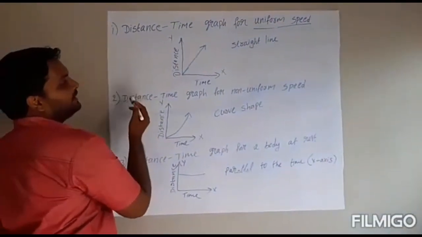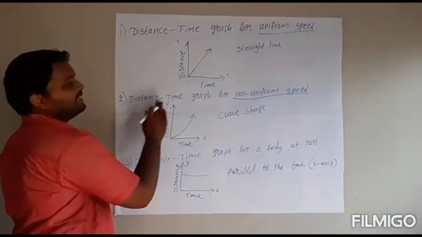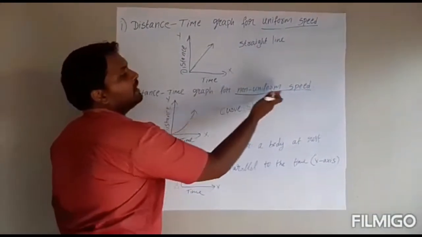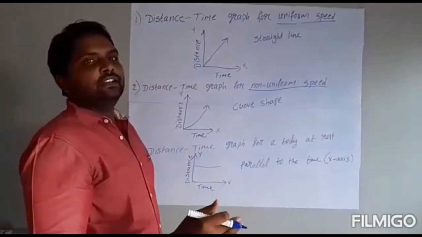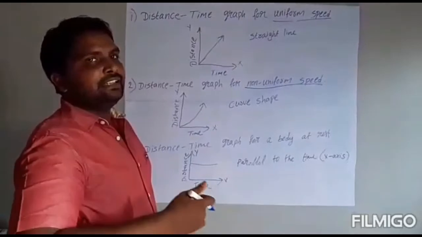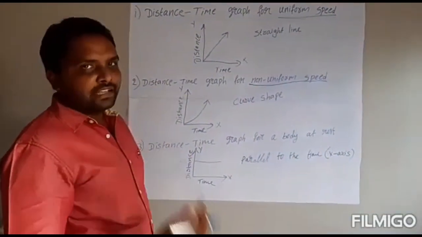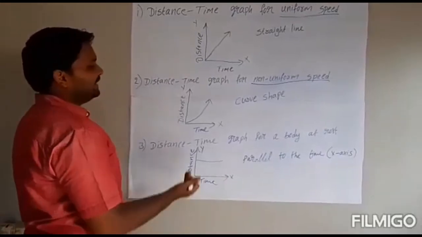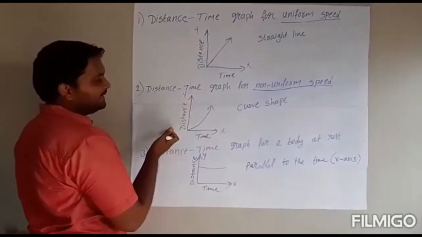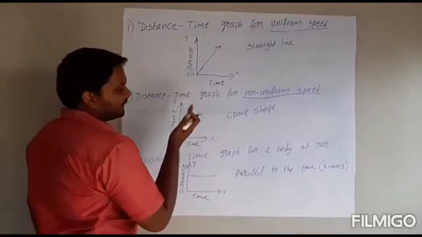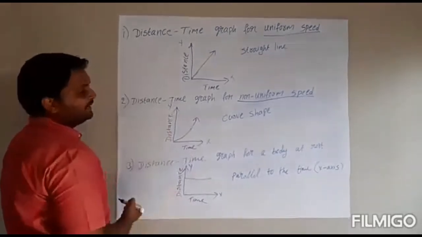Now we will see distance time graph for non-uniform speed. Means the car is going in non-uniform speed. In that time, the distance and time, how it will be in the graphical method, that we will see. On the x-axis again I taken time, and on the y-axis I taken distance. Then the graph gives curve shape.